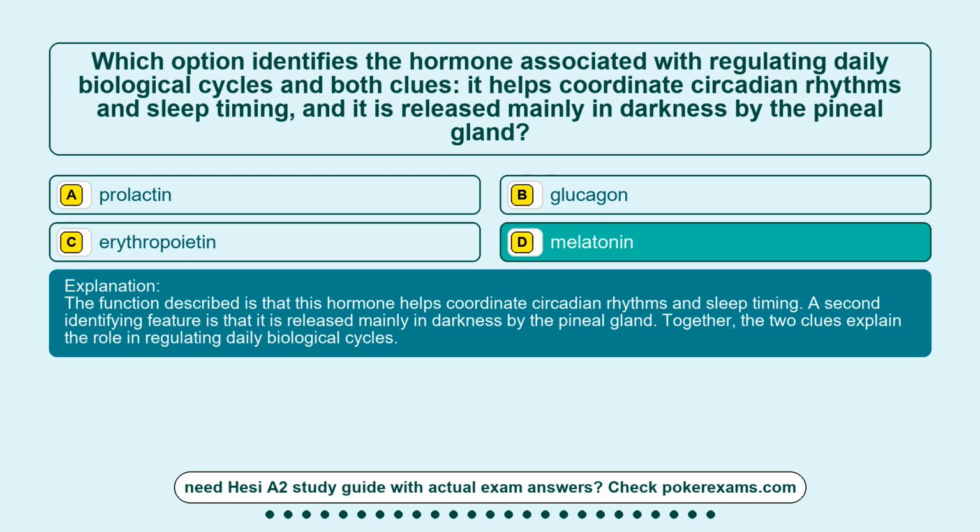The function described is that this hormone helps coordinate circadian rhythms and sleep timing. A second identifying feature is that it is released mainly in darkness by the pineal gland. Together, the 2 clues explain the role in regulating daily biological cycles.